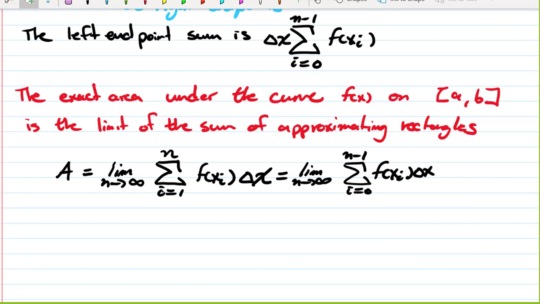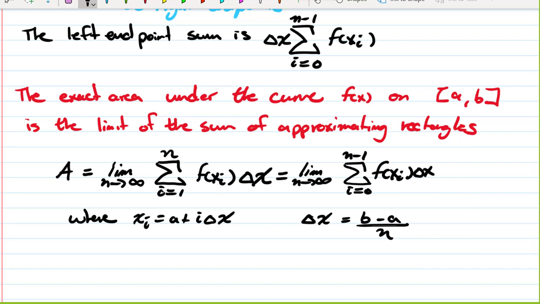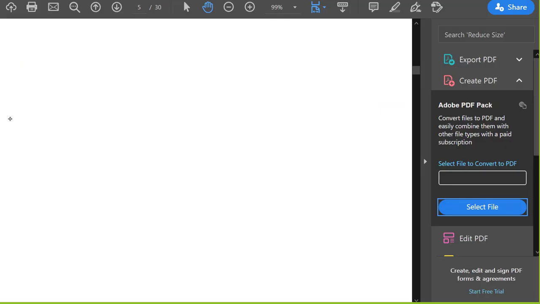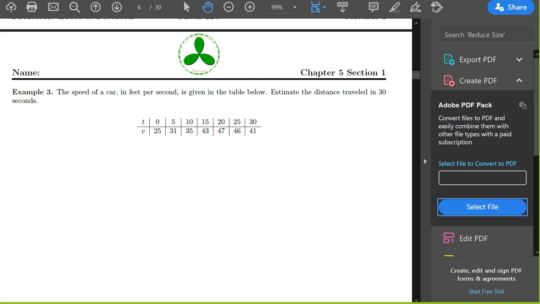And just to be explicit, this is where x sub i is equal to a plus i delta x, and delta x is equal to b minus a all over n. All right, so that is the formal definition of the Riemann sum. In this section, we're only going to be doing the finite approximations. In 5.2, we'll start doing the limits as n goes to infinity. So let's go ahead and take a look at our last example for 5.1.